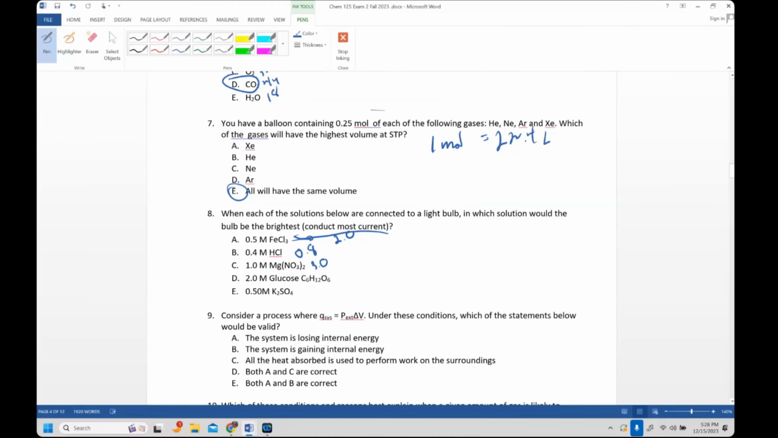Glucose does not break apart. This is a non-electrolyte, so we have no conductivity. And then for potassium sulfate, we have 3 ions of 0.5 each. So it would be 1.5. So the answer would be C, because you have the highest concentration of ions: 3 ions, and each one is at 1 molar.